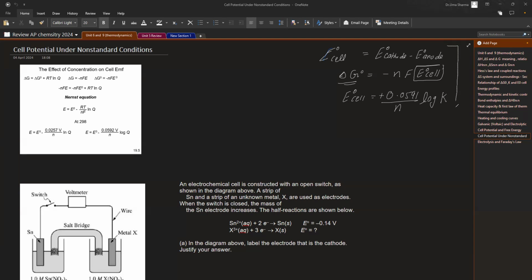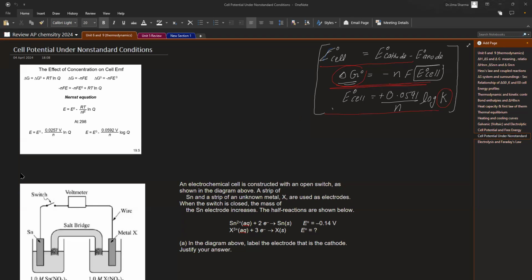All the three equations will be given to you in the examination. Depending on what information is given in the question, we'll use these equations. If reduction potentials are given, you can use this one. If delta G naught and the balanced equation is given, then you can use this equation. And if equilibrium constant is given, then you can use this equation. So that's the calculation of cell potential under standard condition, right? Okay, so I'm going to erase this.